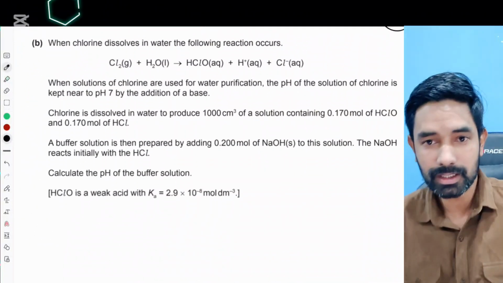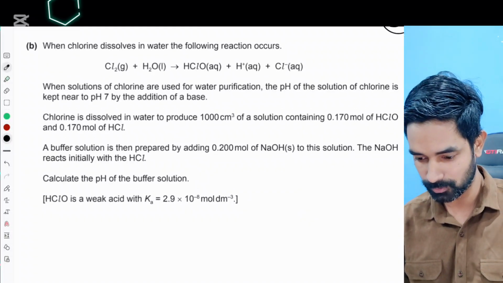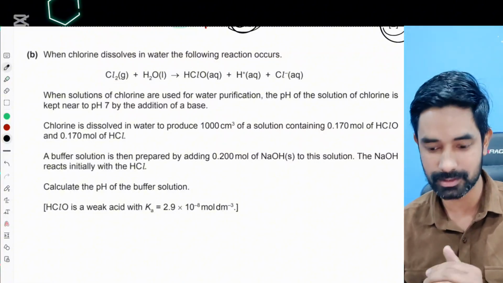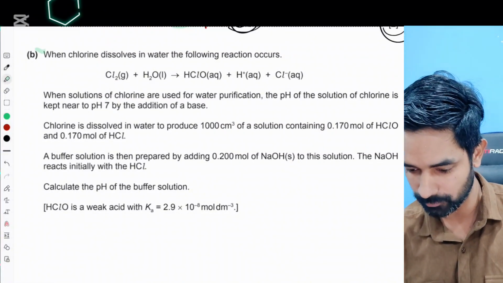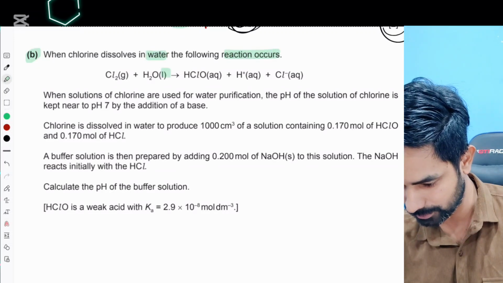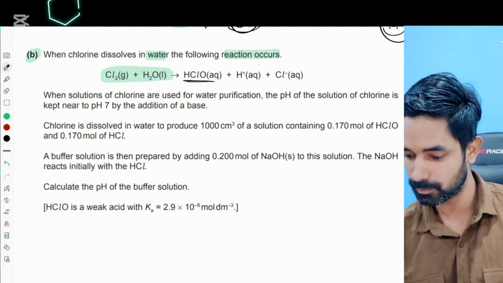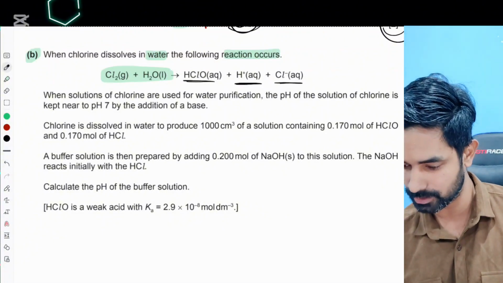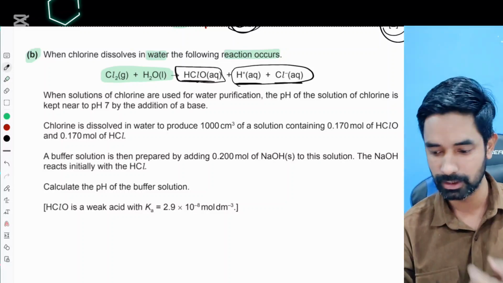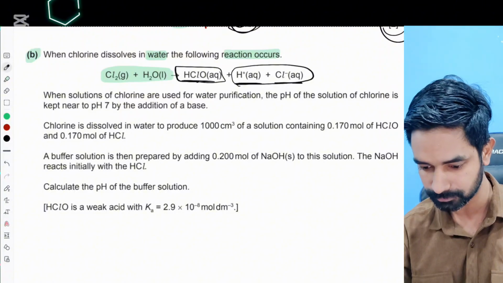So this part B is actually very important. I was also getting a lot of queries from students asking, sir, please explain this. Let's see how it goes. This is the question which is part B. When chlorine dissolves in water, the following reaction occurs. Chlorine is added to water. You can see we produce HClO, H positive ions and Cl negative ion, which is of course HCl, and this is HClO. So 2 different acids are produced. One is HCl, which is a strong acid, and HClO is considered a weak acid.